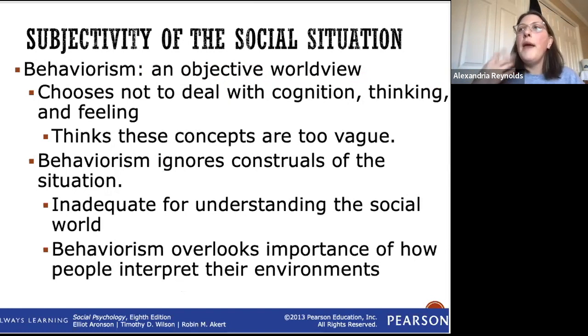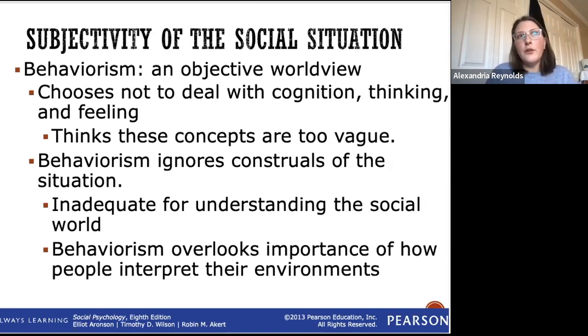The major criticism with behaviorism is the fact that it's solely focused on objective, measurable behavior, that it completely ignores cognition. It ignores what you're thinking. It ignores what you're feeling. It completely disregards it. Social psychologists are really interested in how you interpret the situation, not only how you behave, but also how you think and how you feel. So behaviorism by itself is not the best way to approach social psychology.